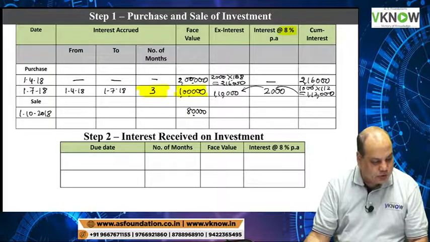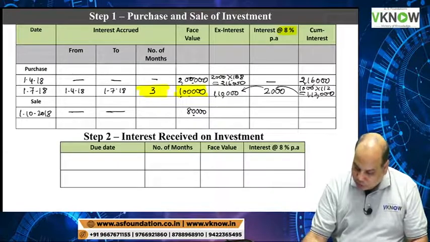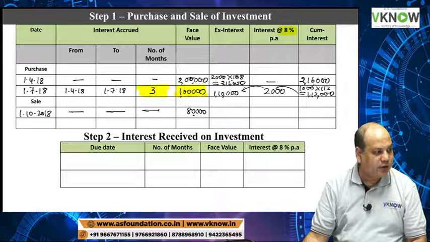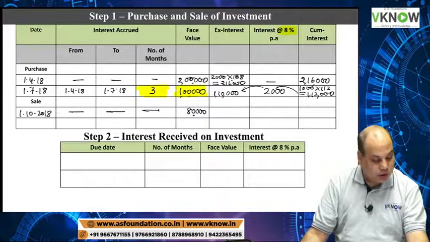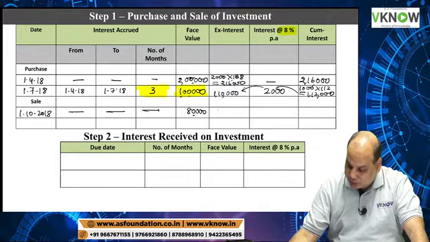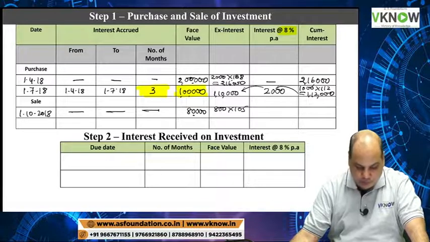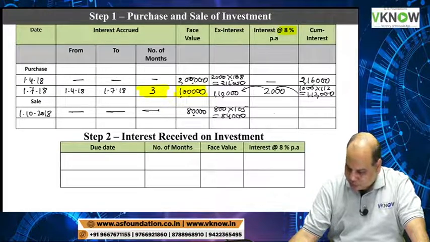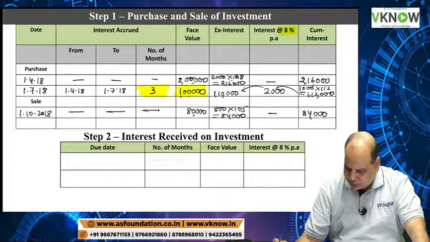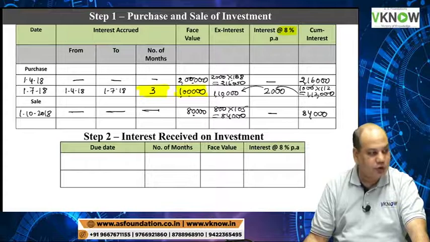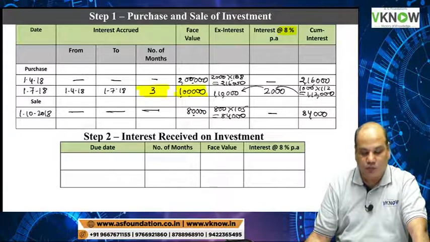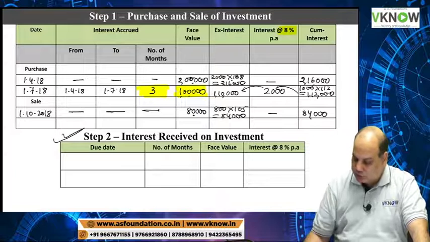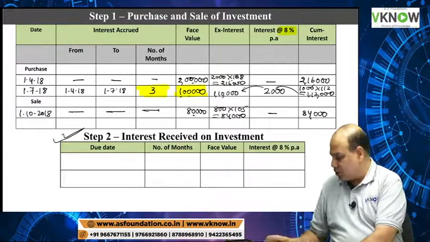Okay, there is one sale transaction also on 1st October 2018. Face value 80,000 was sold. Here interest accrued will be nil because last interest payment date is 30th September. So no interest accrued. But look at the price. It was sold at 105 rupees. 800 into 105, 84,000. Up to this you have done? Say yes, we have done. Now write down step number 2. Interest received on investment.